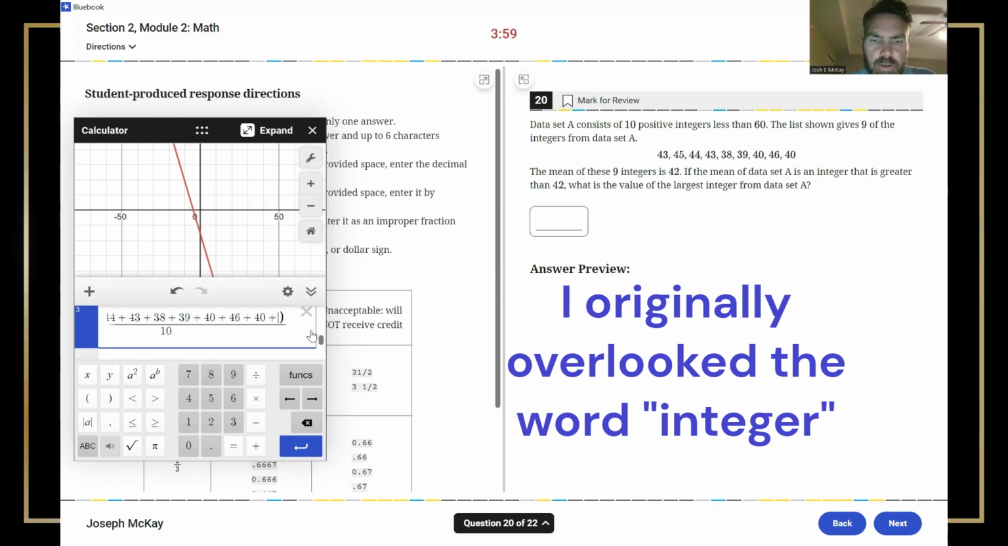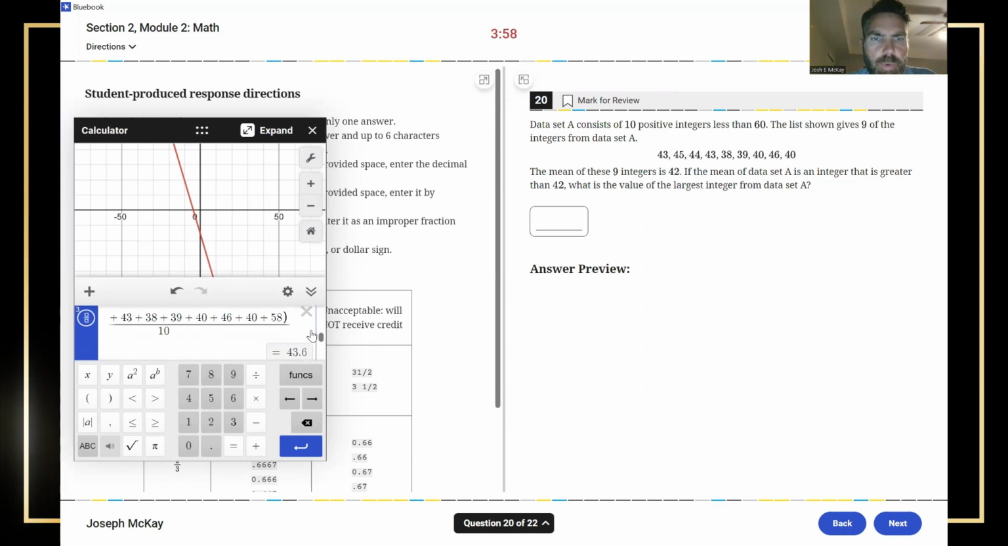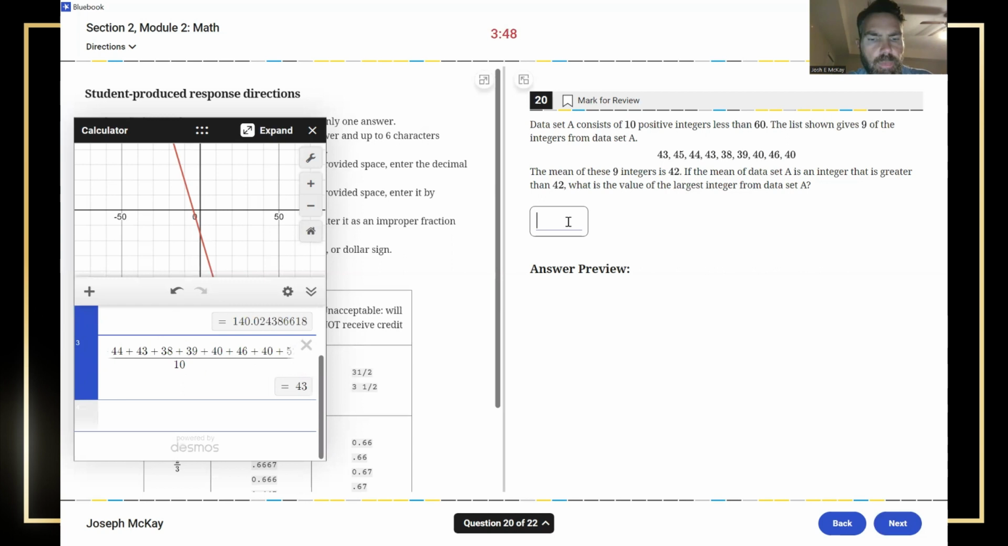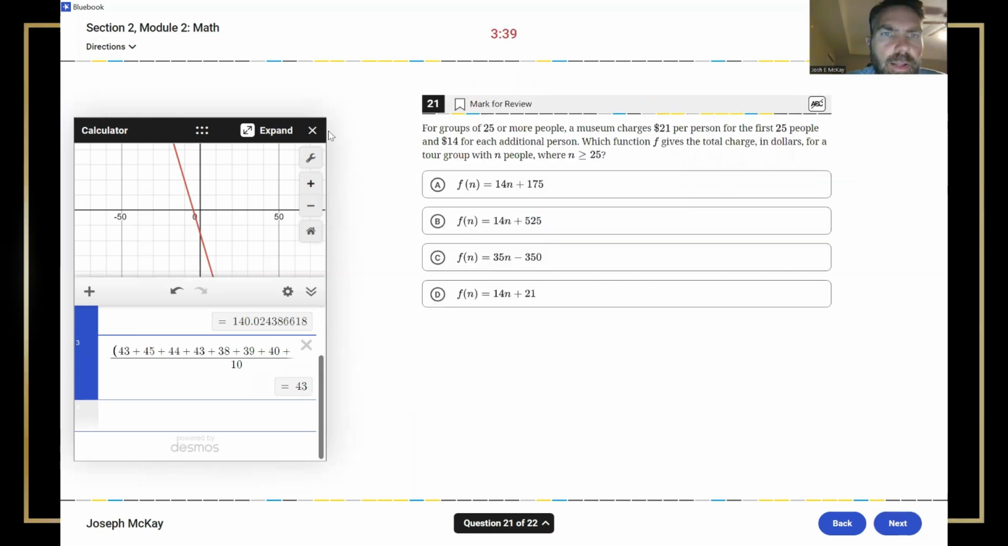59, not an integer. 58, nope. 57, no. 56, 55, 54, 53, 52. 52 is the biggest number I can do and still have the answer be an integer. So there may be a better way to do that one. I have to think about that one.